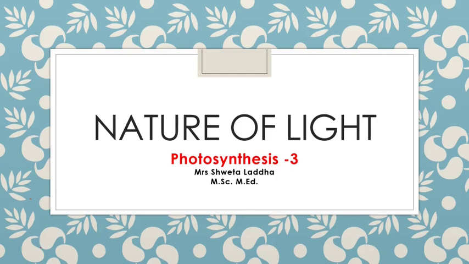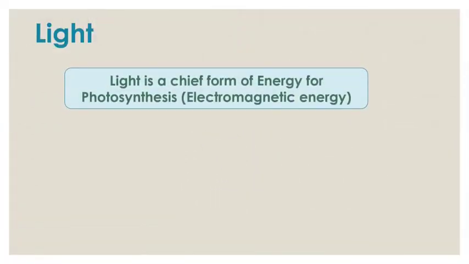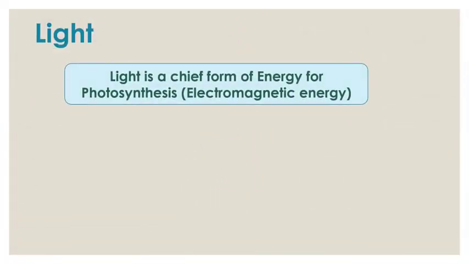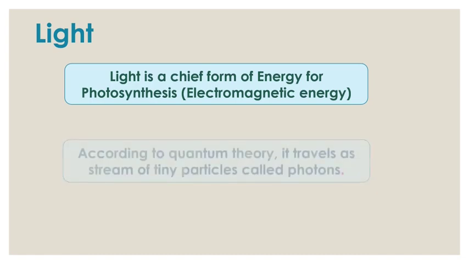Hello students, let us start with part 3 of chapter photosynthesis. Today we are going to discuss the nature of light. Light is a chief form of energy, solar energy, very important, which is necessary for photosynthesis. It is an electromagnetic form of energy.